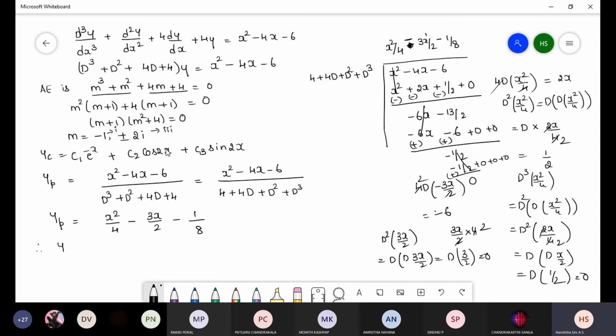Therefore y is equal to Yc plus Yp. Yc means c1 e power minus x, plus c2 cos 2x plus c3 sin 2x. Yp is x square by 4 minus 3x by 2 minus 1 by 8. This is the final answer.